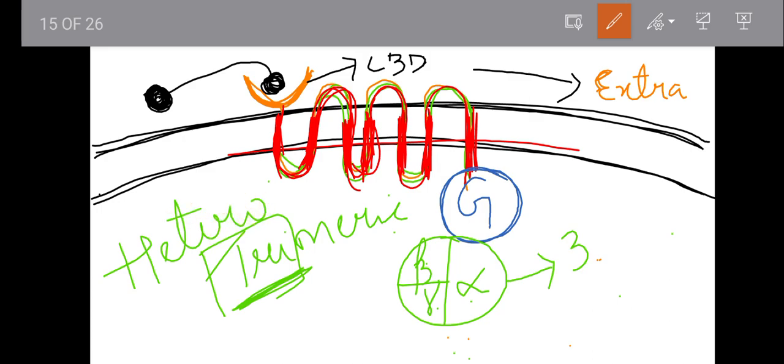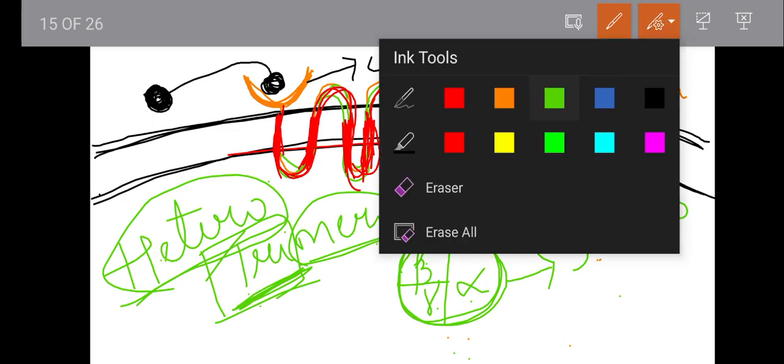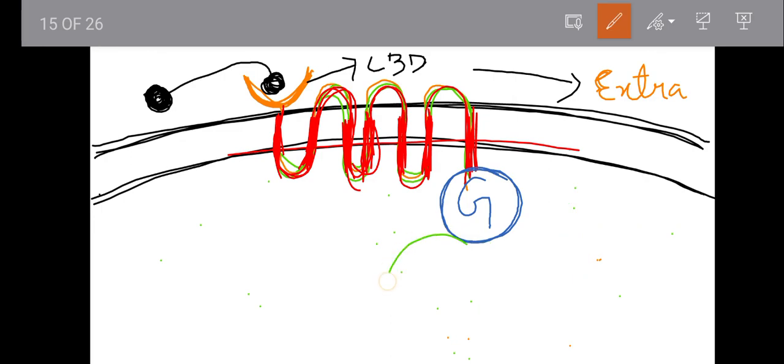Why am I saying heterotrimeric? What does hetero mean? Hetero means different. Homo we know, right? Homo means same. Hetero means different. So there are three different subunits attached to each other. That is hetero, different, trimeric, three subunits. That is the reason it is called heterotrimeric subunits. Okay, hope I'm clear with this. I'll just erase this.